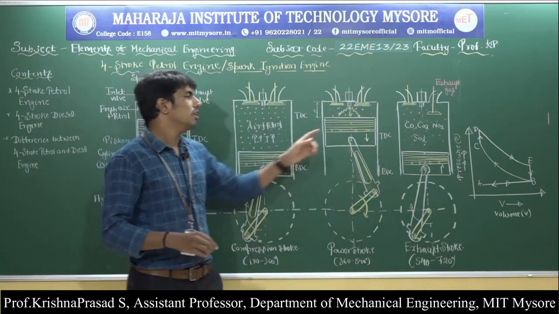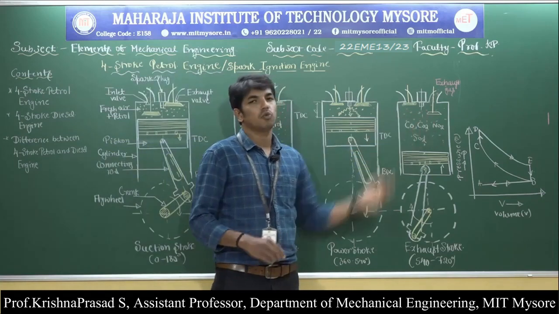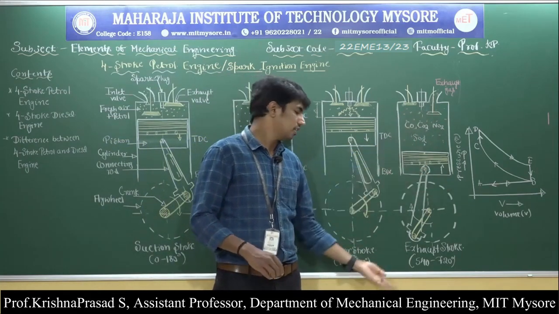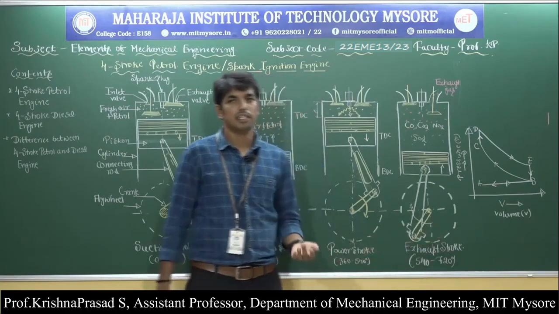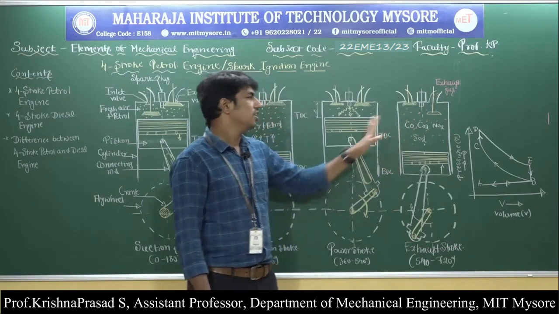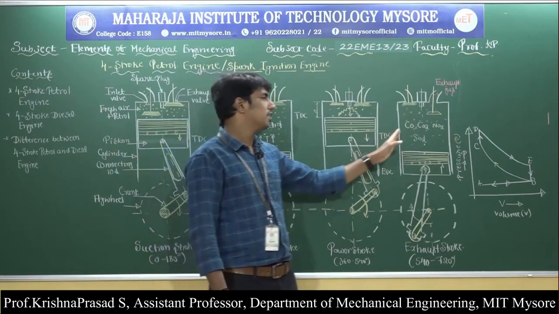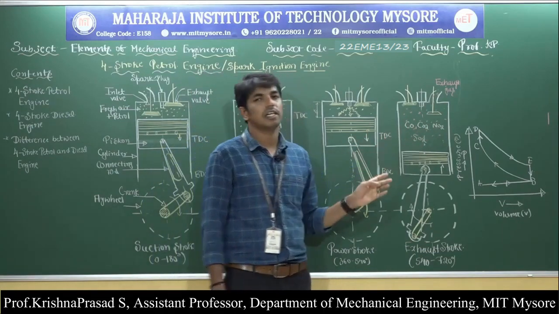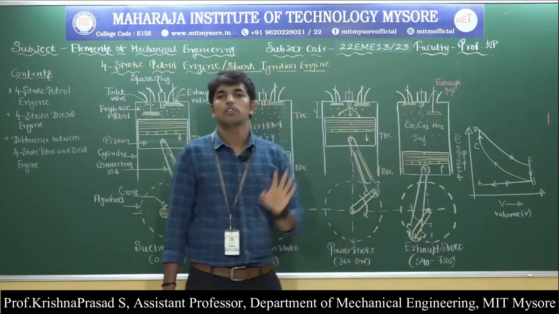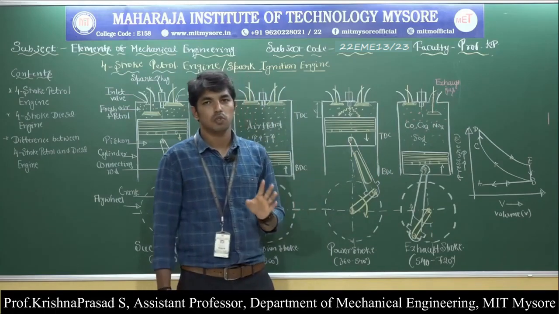In the exhaust stroke, the inlet valve is closed and the exhaust valve is open, and the piston moves from bottom dead center to top dead center while the crankshaft rotates 540 to 720 degrees. Due to the upward movement of the piston, the burnt gases present inside the engine cylinder, like carbon dioxide, carbon monoxide, nitrogen dioxide and sulfur dioxide, are expelled out through the exhaust valve into the atmosphere. So this is regarding the working of the 4-stroke petrol engine.